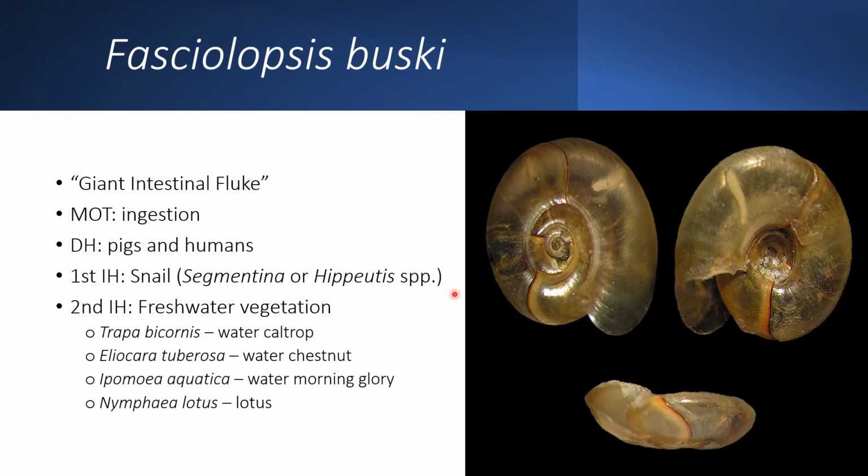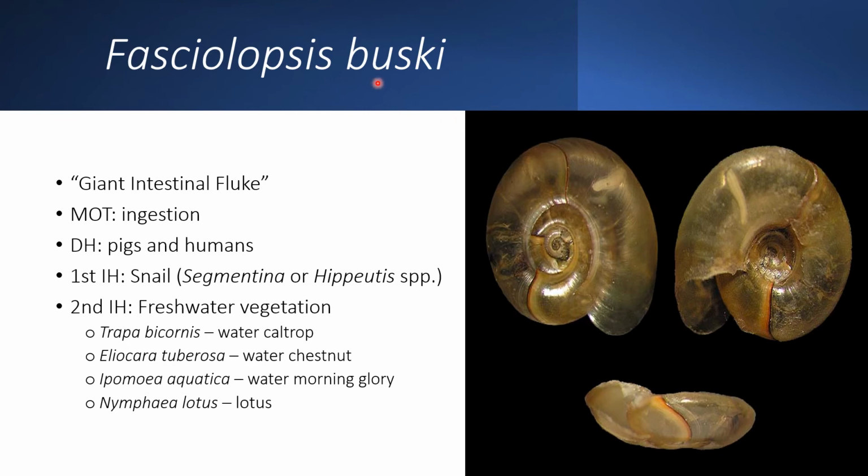Segmentina or Hippeutis species. This one is an example. And the second intermediate host is freshwater vegetation. We can acquire this by eating or ingesting freshwater vegetation, such as water caltrop or Trapa bicornis, Eleocharis tuberosa or water chestnut, Ipomoea aquatica or water morning glory, and Nymphaea or lotus. Those are the second intermediate hosts.